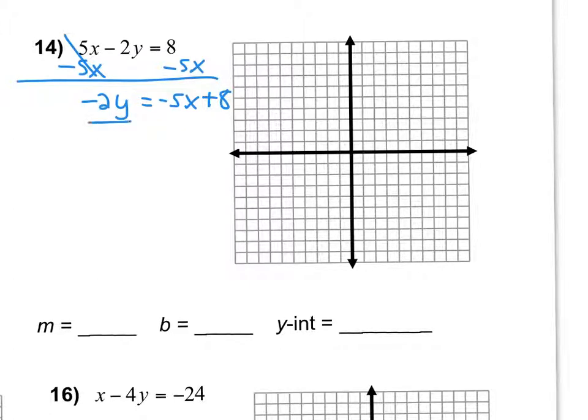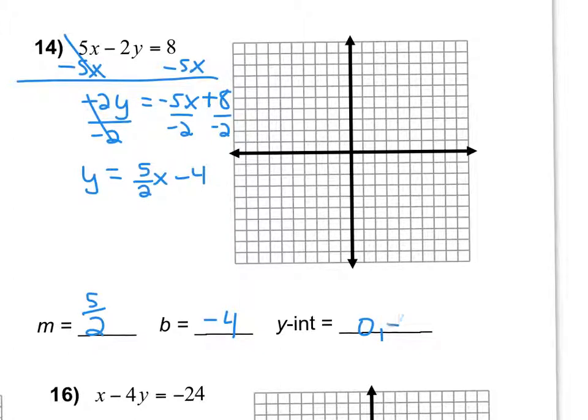Then you divide by -2, everything by -2. And then you end up with y equals, a negative divided by a positive is positive. So 5/2 x, and we always put the x to the side. And then what's 8 divided by -2? -4. So now I have my information. I have 5/2 is my slope. My b is -4. And then the y-intercept is 0, -4.